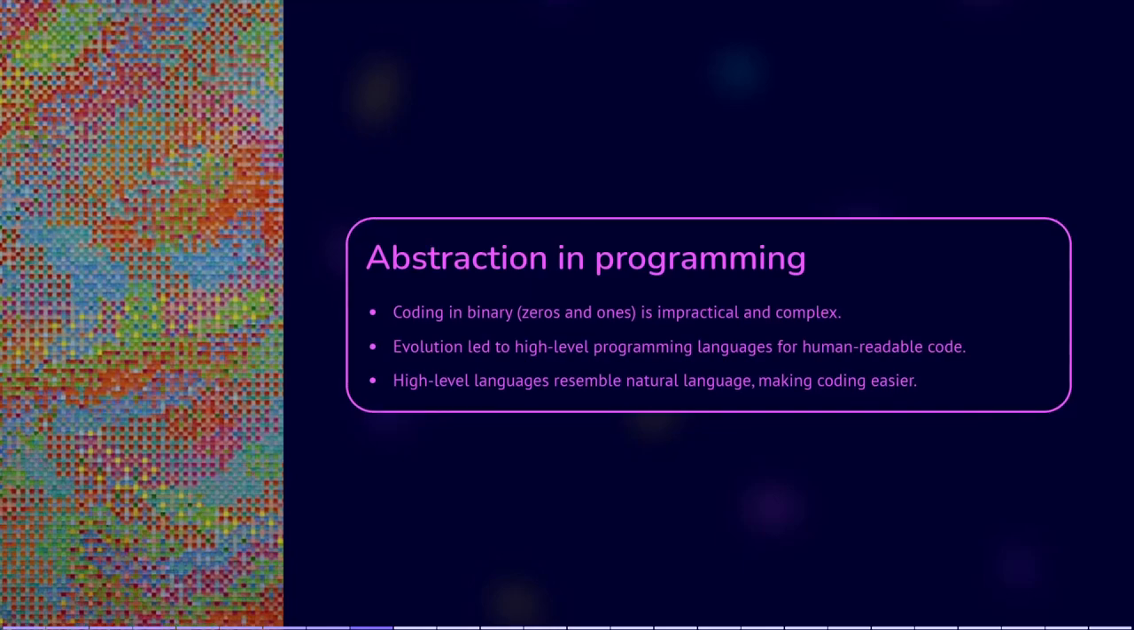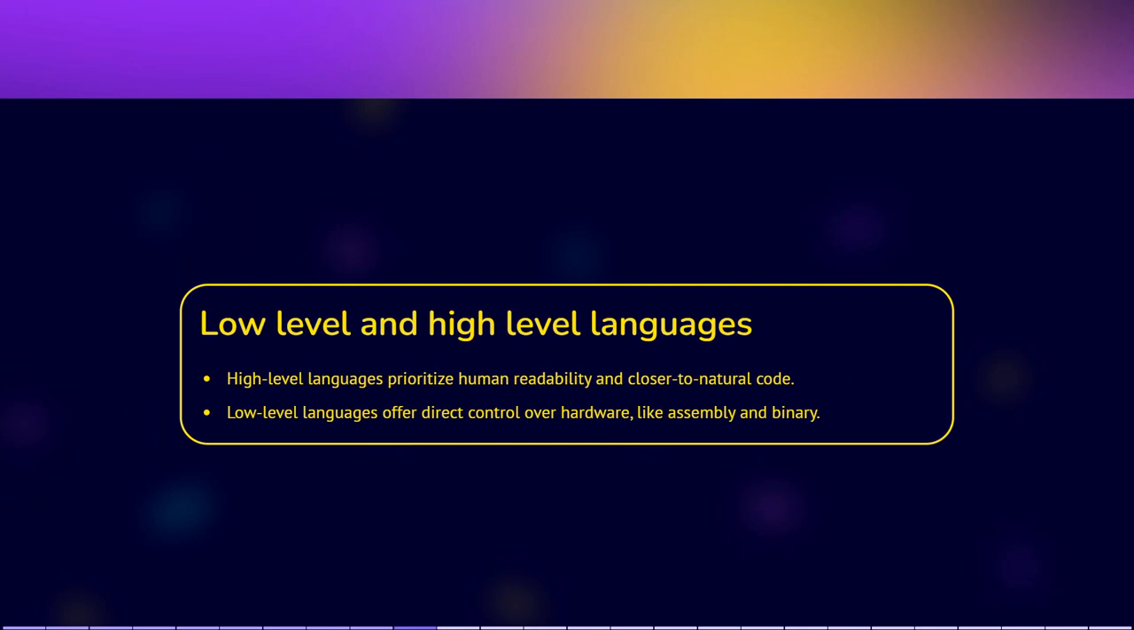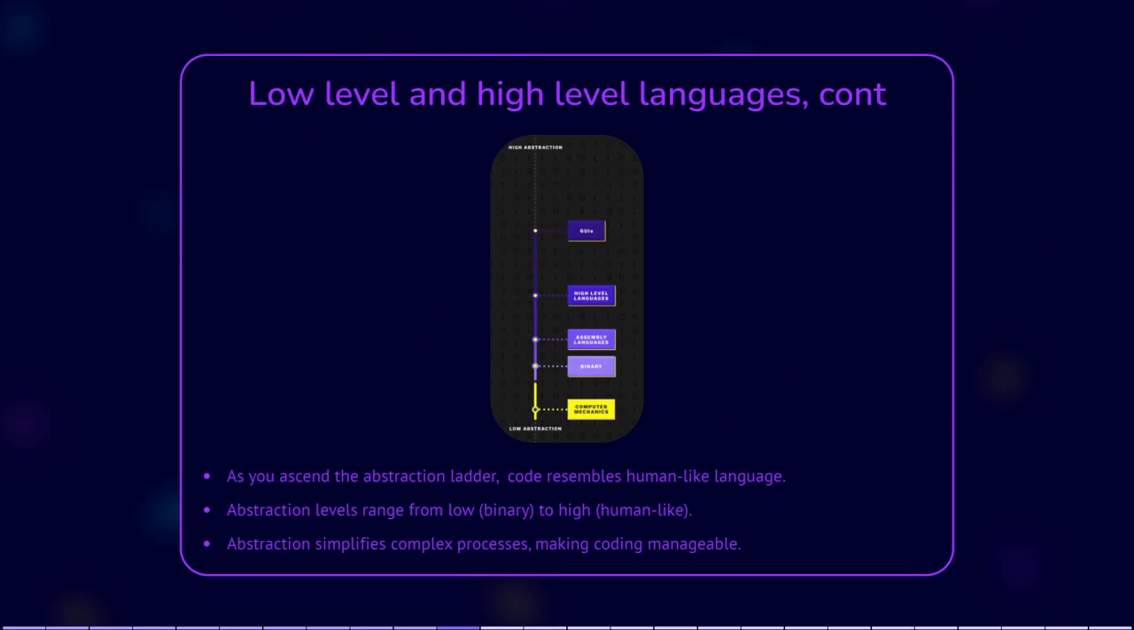Abstraction, low-level and high-level languages. Writing programs in zeros and ones doesn't scale well. How would you even remember the bits that are necessary to represent the character H? People want the power that coding provides, but we need an easier way to code. The history of coding has seen an evolution towards making code more and more like human language, culminating in programming languages. High-level programming languages are designed to be human-readable and closer to natural language.